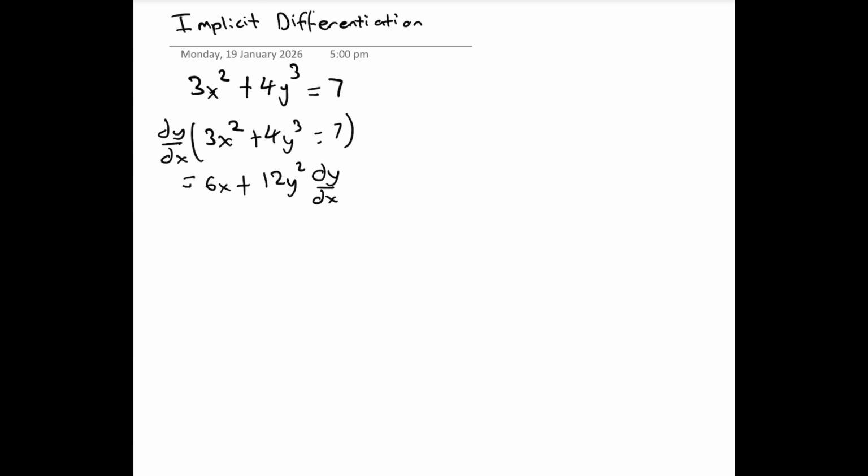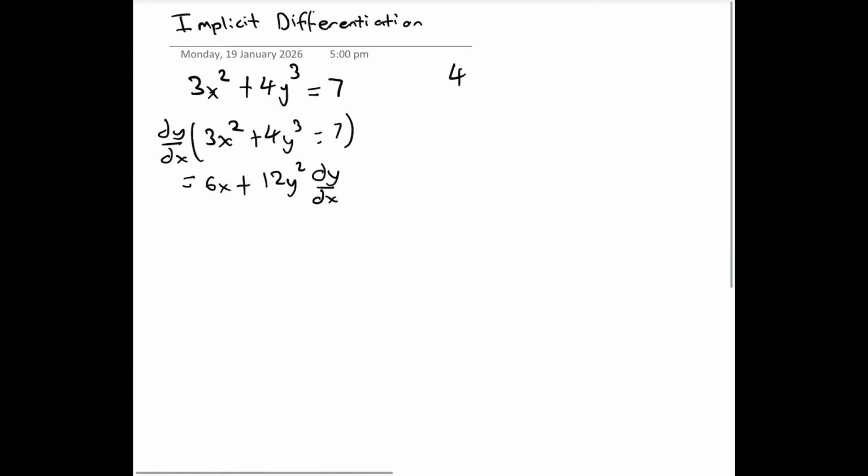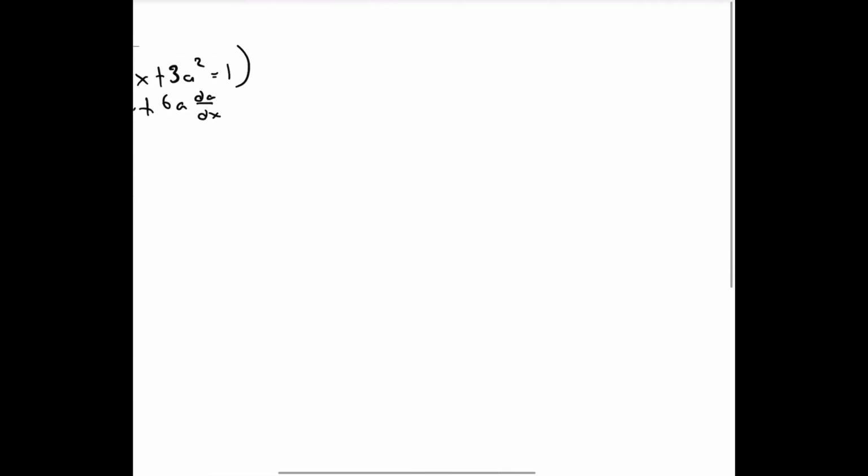So I'll give a different example. Let's say I've got 4x plus 3a squared equals 1, and we're differentiating with respect to x. It would just be 4 plus 6a da/dx. So the a on the top is the function you're differentiating, and on the bottom is the one you're doing it with respect to.